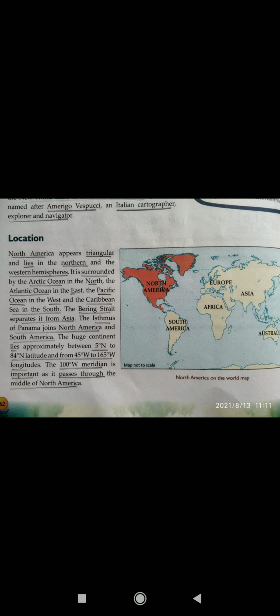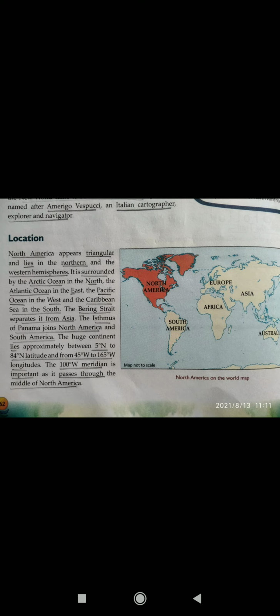So this is the location of North America. We have also studied its location in the previous chapter, that is in chapter 2. If you look carefully at the world map, you will find that North America is surrounded by these oceans: the Arctic Ocean in the north, Atlantic Ocean in the east, Pacific Ocean in the west, and the Caribbean Sea in the south.